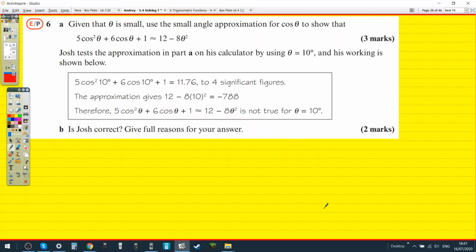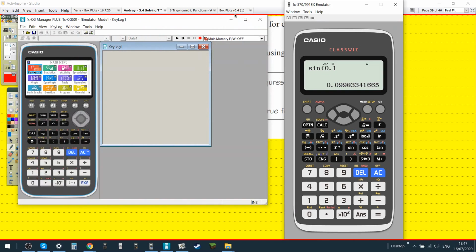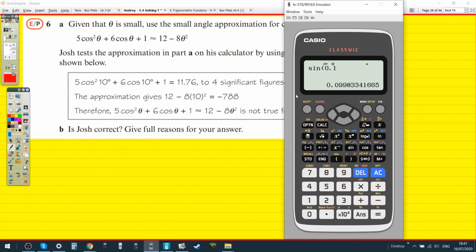I'm not sure what's happened. Oh, wrong calculator. Do you remember at the start I said sine 0.1 and it was very close to 0.1. He did that same thing, except with 10. If I did sine 10, what answer should I get? Something very similar to 10. And it's nothing similar to 10, because 10 isn't small. It's not a small angle. This is only true for small angles like 0.1.